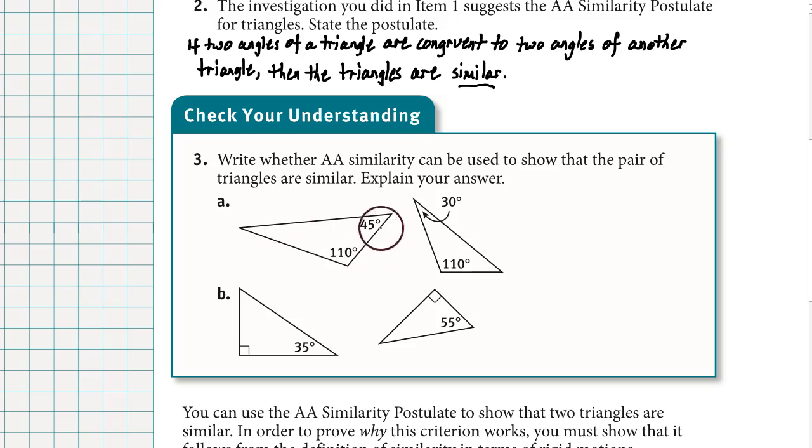In question A, we have a triangle. One angle is 110 degrees, another angle is 45 degrees. Because all three angles in any triangle add up to 180 degrees, we can figure out that this unknown angle is 25 degrees. 110 plus 45 is 155, and 155 plus 25 is 180. Are these triangles similar? Well, to use angle-angle similarity, we would have to have a pair of angles in one of the triangles be congruent to a pair of angles in the other triangle, and we do not. So the answer is no. These are not similar because of angle-angle similarity.